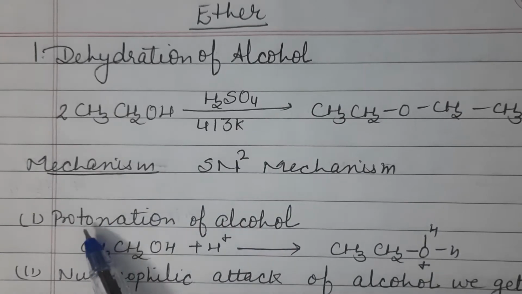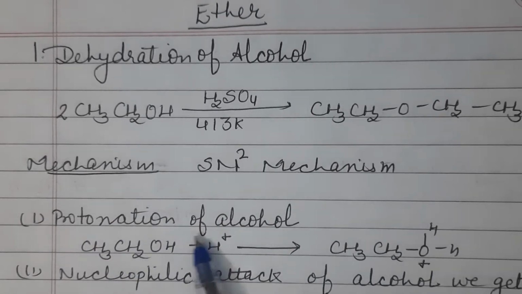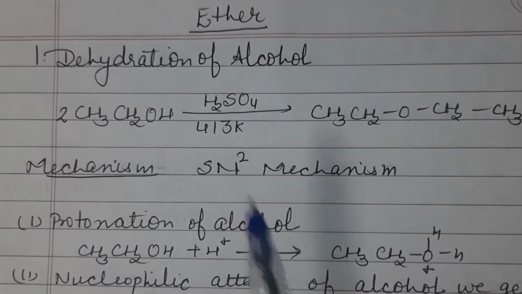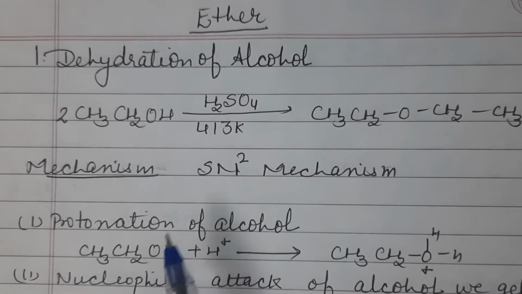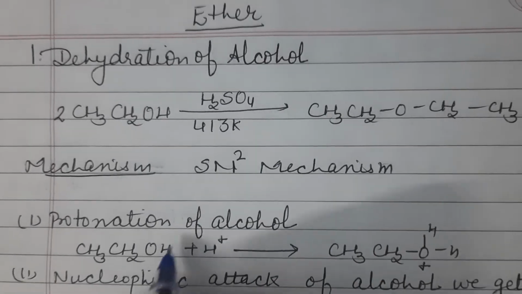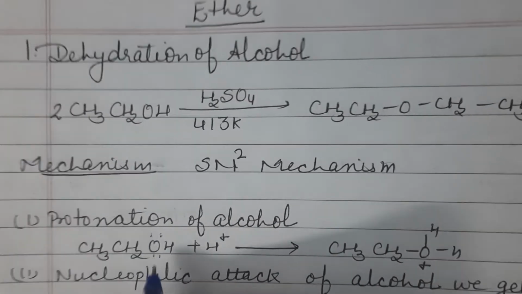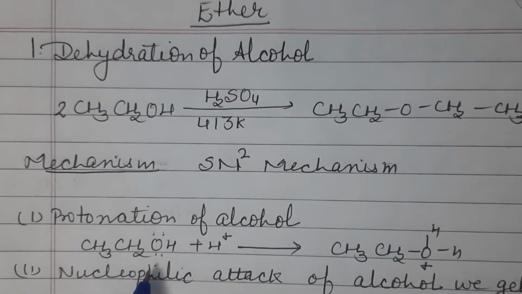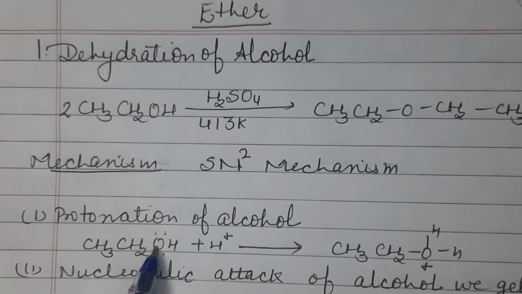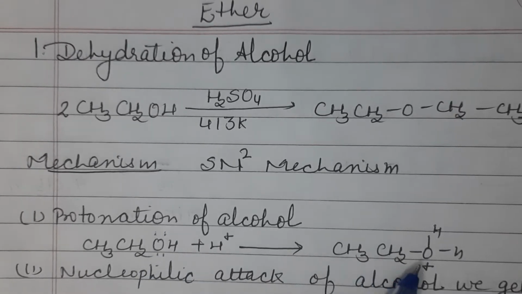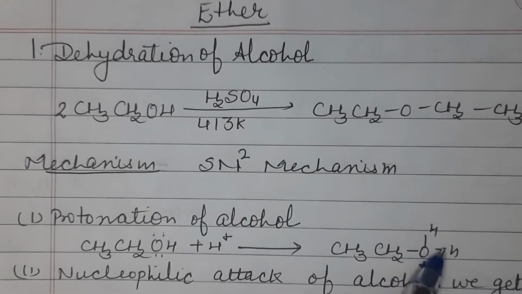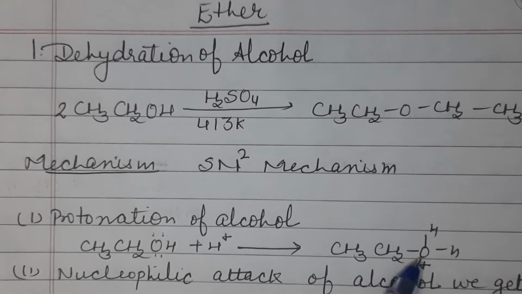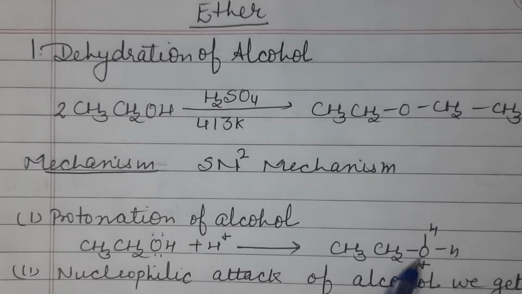The mechanism for this reaction is, first, protonation of alcohol. Sulfuric acid gives H+ ion. These H+ ions are accepted by alcohol due to the presence of lone pair of electrons on the oxygen atom. That's why it forms protonated alcohol. Oxygen never forms 3 bonds, but here it forms 3 bonds. That's why oxygen carries a positive charge.